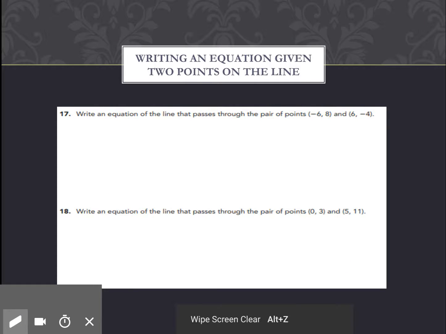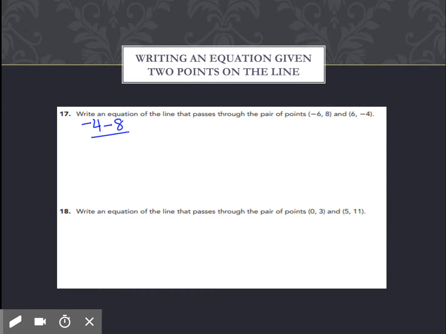All right, so let's do number 17 and 18 together, and then I'm going to have you do the last two on your own and come back and check your work. So we have the points negative 6, 8, and 6, negative 4. So first I'm going to find my slope by doing y2, which is negative 4, minus 8, which is y1, divided by x2, 6, minus x1. So I simplify here and I get negative 12 over 12, which simplifies all the way down to negative 1. So my m equals negative 1.